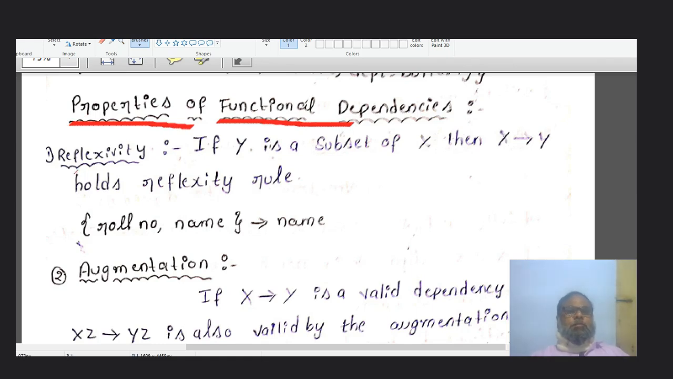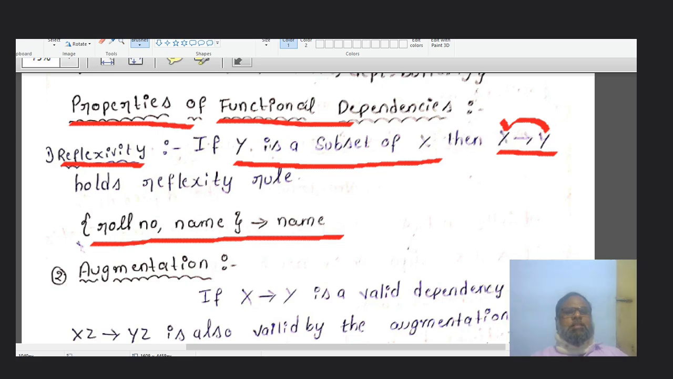The first one is reflexivity. In reflexivity, if Y is a subset of X, then it is called the reflexivity rule. So X arrow Y, where Y is a subset of X attribute. Observe this example. Here roll number, name are determinants, and these determinants determine the value of name, but name is a subset of these determinants. So this is called a reflexivity rule.